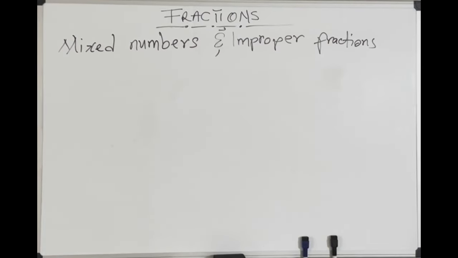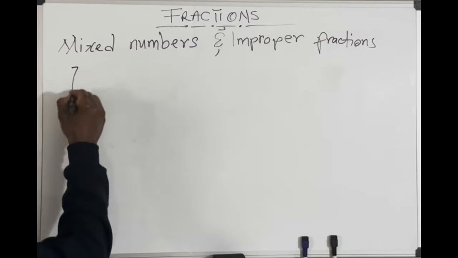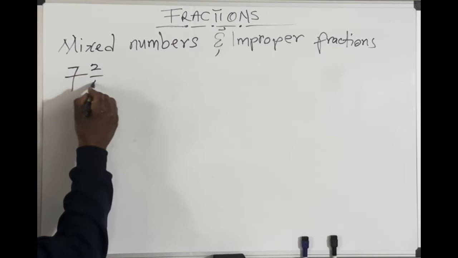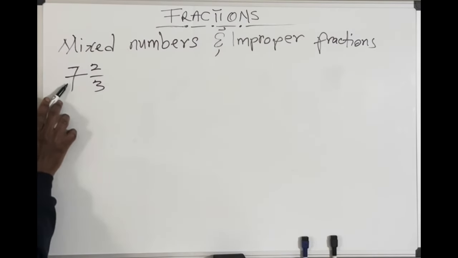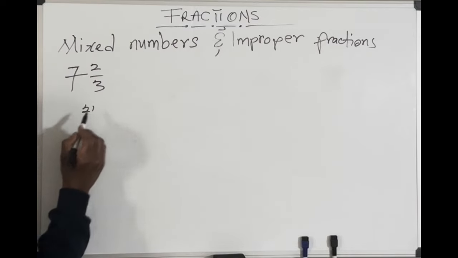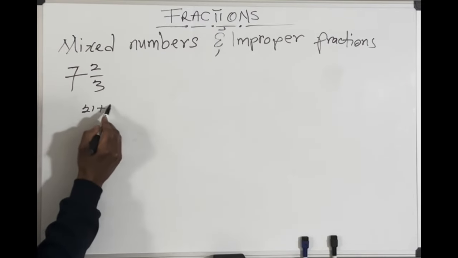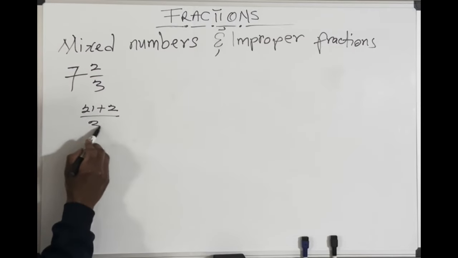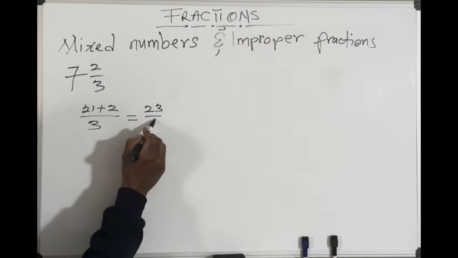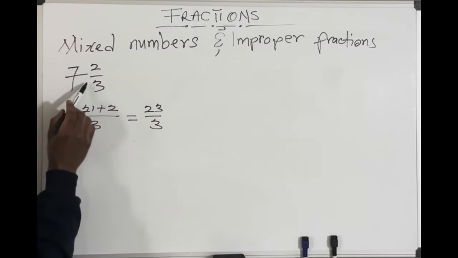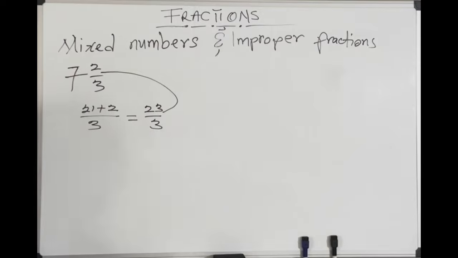And then also we can change a mixed fraction to an improper fraction. Okay, that is very straightforward. So we have the example 7 whole number 2 over 3, to improper fraction. So what happens is 3 times 7 is what? 21. Okay, and then you add the 2, 21 plus 2, all over what? The denominator. So the final answer will be what? 23 over 3. So from mixed number to improper fraction.